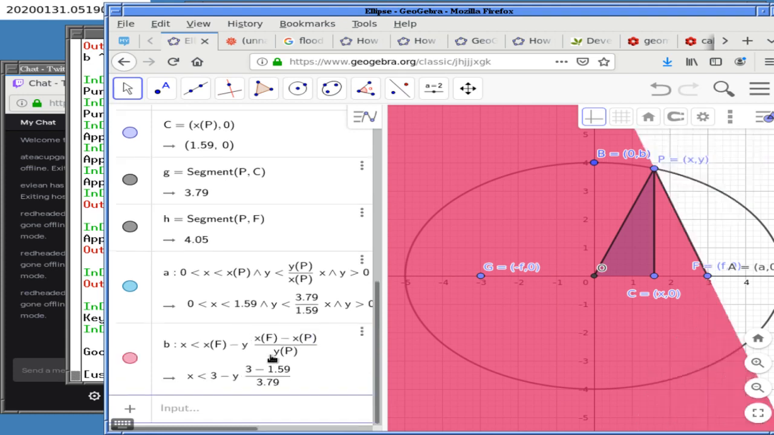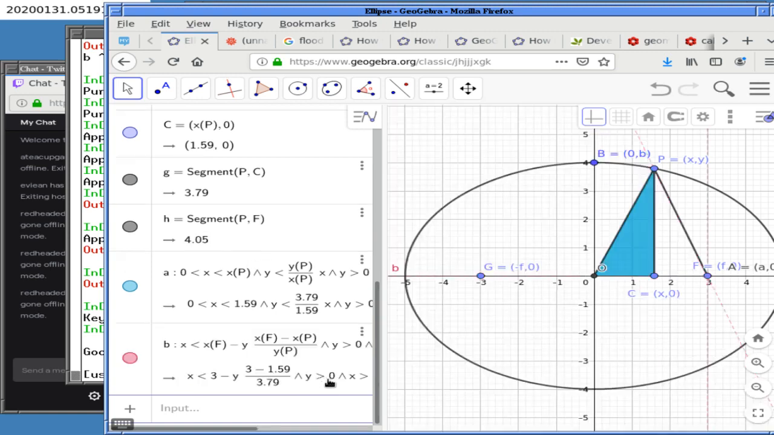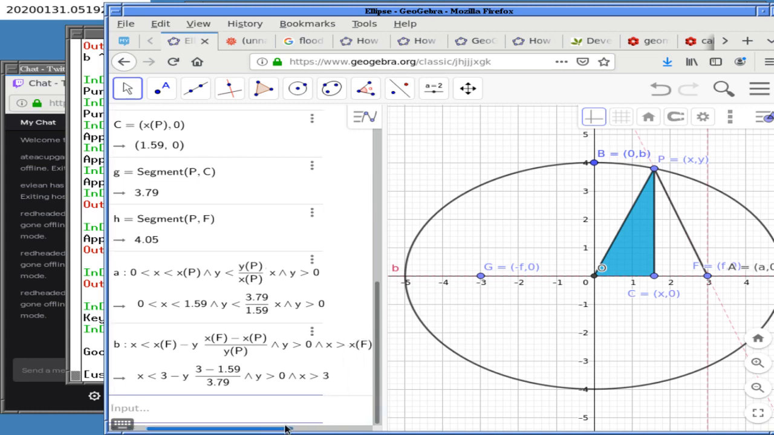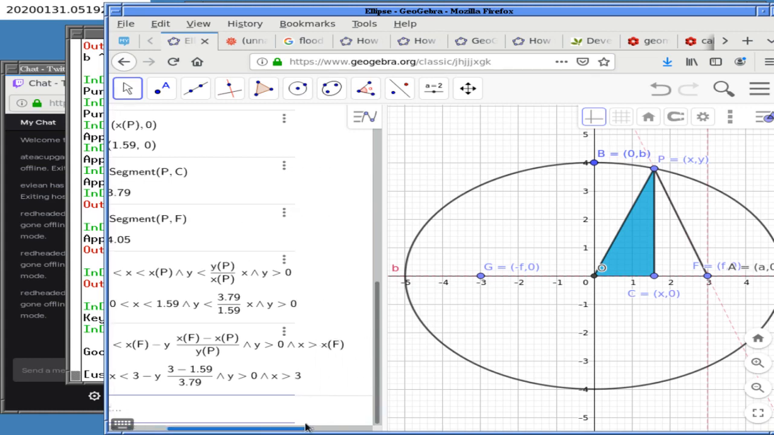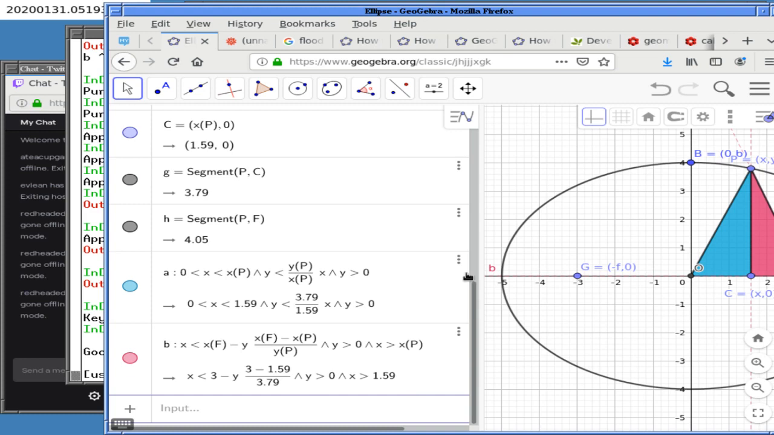Now we just need the other obvious conditions, which are y is greater than 0. And x is greater than x of f. I messed something up there. So x is less than that, and y is greater than 0, and I meant to say it's greater than x of p. Ta-da! I'm so smart.